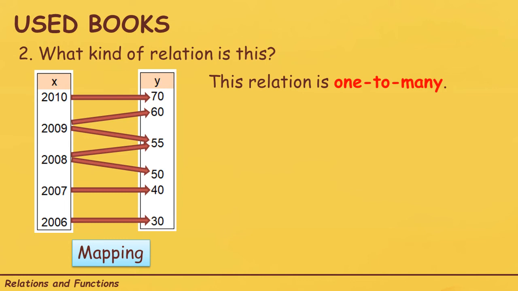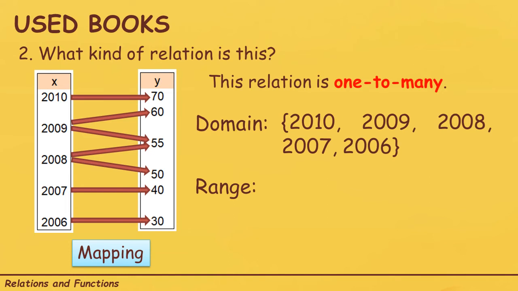Ibig sabihin yan, 1 year, many prices. So, ang uunahin kasi nating tignan dito is yung x followed by y. 1 year, many prices. Kaya ang nangyari dyan is one to many relation. So, dahil this is one to many relation, kaya rin natin kunin ang domain at range ng ating relation. So, ano nga ba ulit yung domain? So, para makuha yung domain, this is the set of all first coordinates ng ating relation.